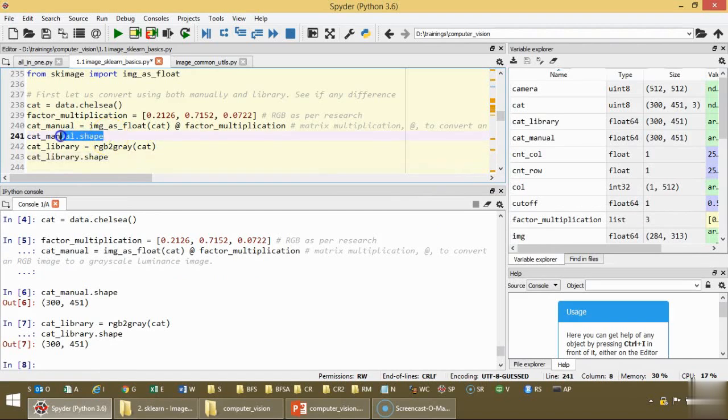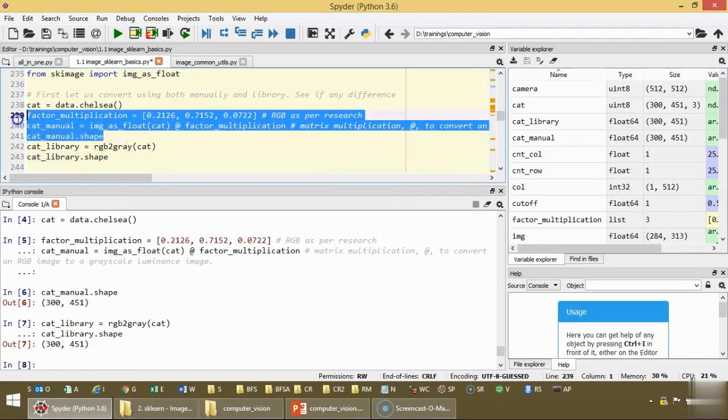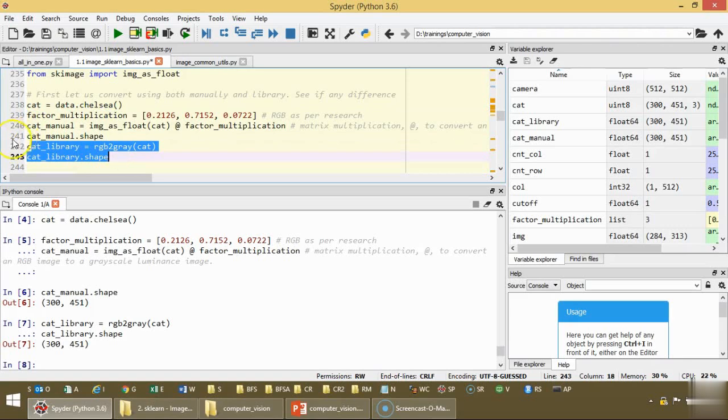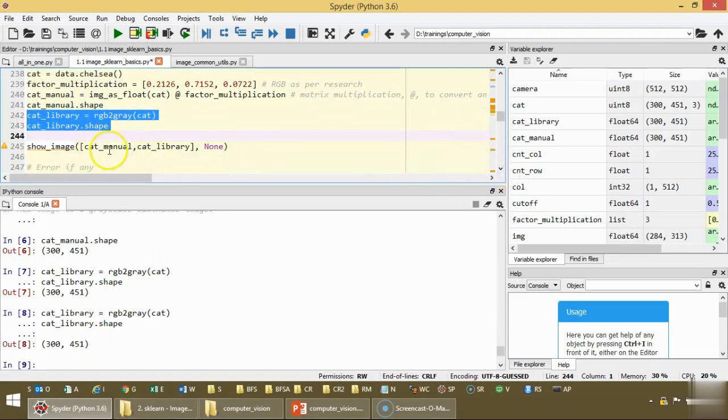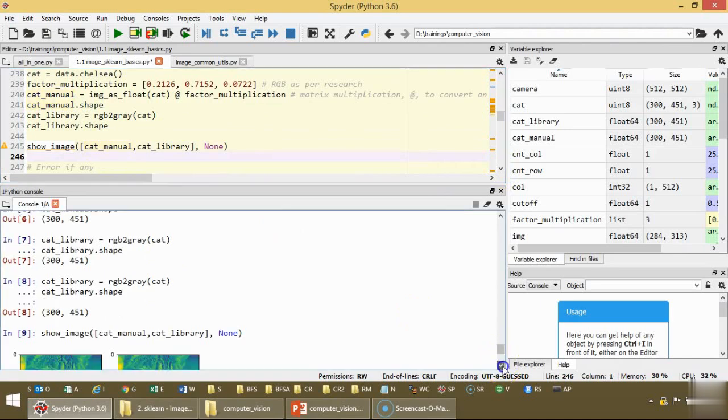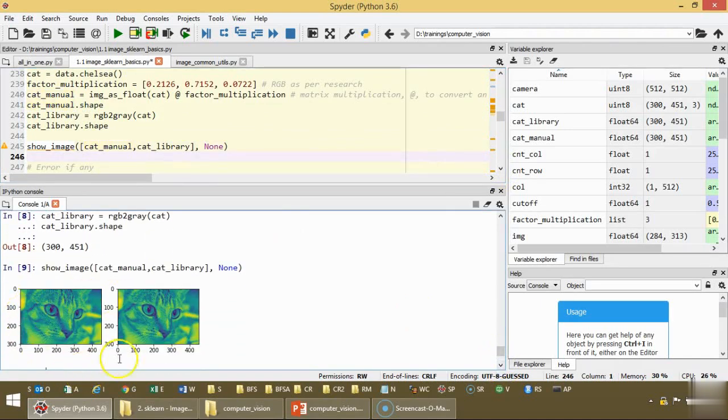So at this point is the manual way of converting a colorful image to gray, and in cells 242 to 243 we are converting using the library. So let us go and see how it looks. If you see, we have the similar shape, there is no difference in the shape. Now let us see if there is any difference in the look and feel. So in 245 we are running and seeing if we have any difference. See, when we convert it to gray, it does not look any different.